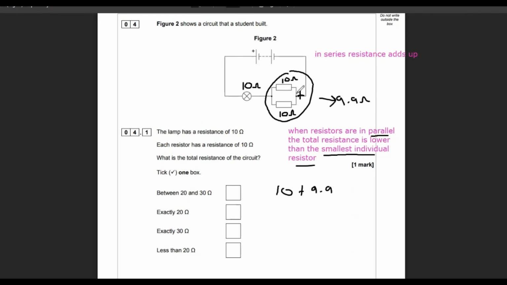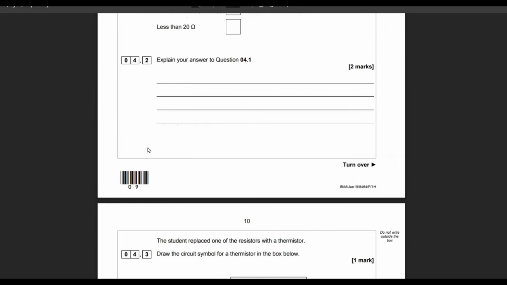It might be 8. It might be 5. It can be anything that's lower. You can actually calculate it by doing 1 over 10 plus 1 over 10 equals 1 over the total, but we're not going to do that. So 10 plus 9.9, it's going to be less than 20, the total resistance. We know that for a fact because it's 10 plus something less than 10. So there we go, and that is one of the more difficult circuit rules in circuits.